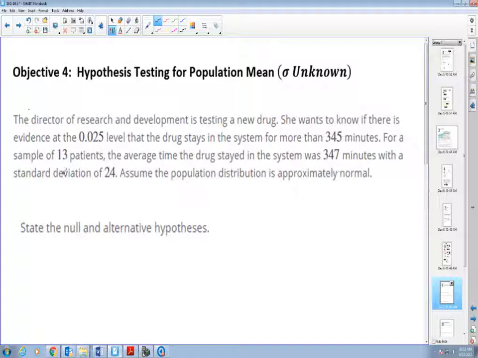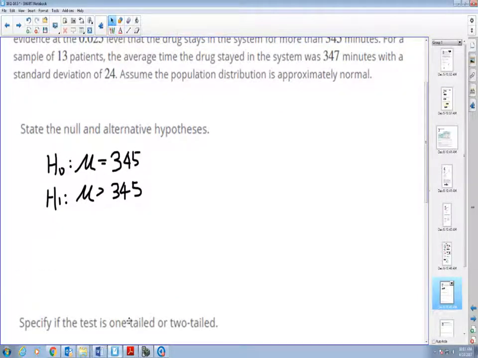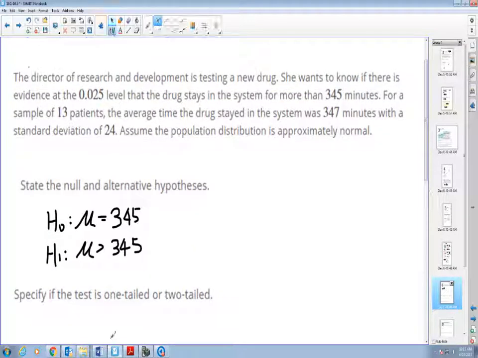The 347 is coming from the patients, so the null hypothesis, what the drug is supposed to say, is that the mean time the drug stays in the system is 345 minutes. But she feels that it's supposed to be more than 345 based on her sample. So she is actually the alternative. She is saying it is more than 345. Now this test has to be a one tail test. To be more specific, it has to be the right tail test.